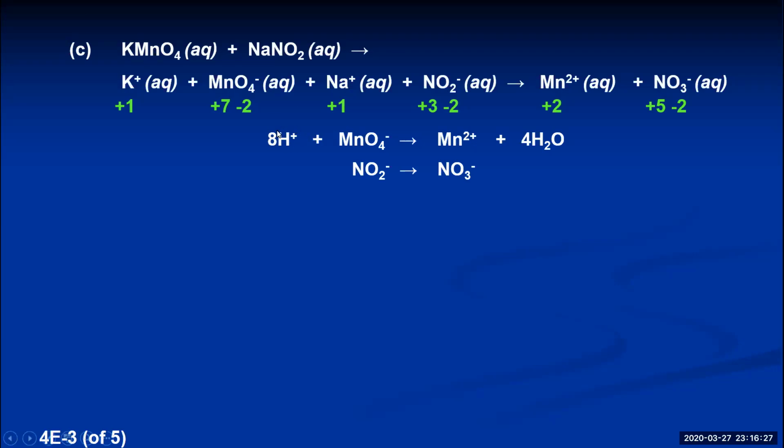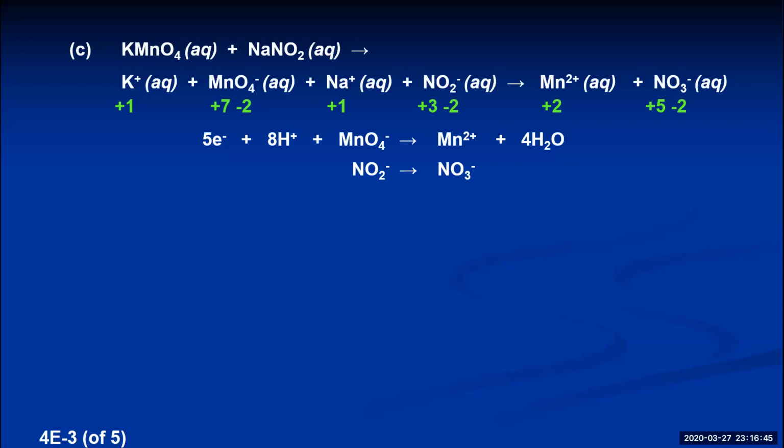This is 8 positive ones and a negative one. 8 and negative 1 makes 7. The charge on the reactant side is 7. The charge on the product side is only 2. That's a difference of 5. So 5 electrons have to go onto the reactant side to balance the charge.